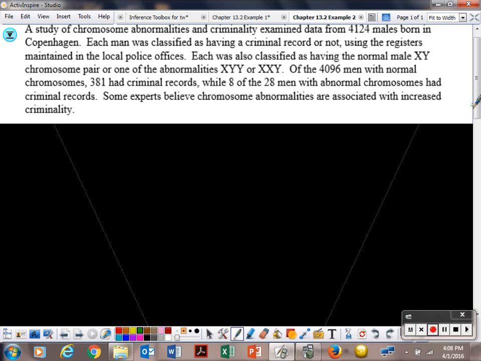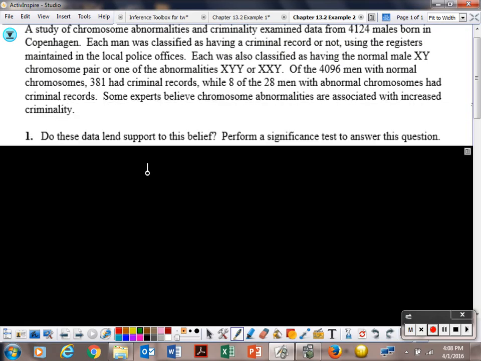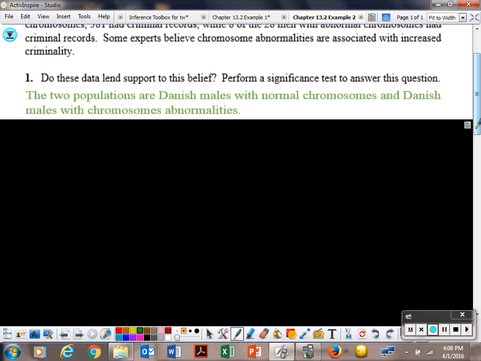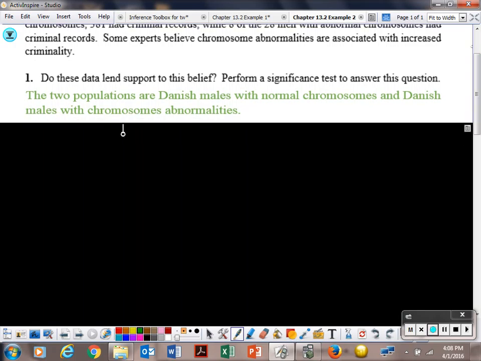All right, here we go. So the first thing, we need to define each proportion, and we need to state what our parameter is, what we are interested in. So first of all, I state this. The two populations are Danish males with normal chromosomes and Danish males with chromosome abnormalities. So that is our population of interest.